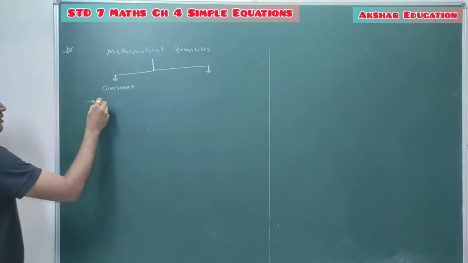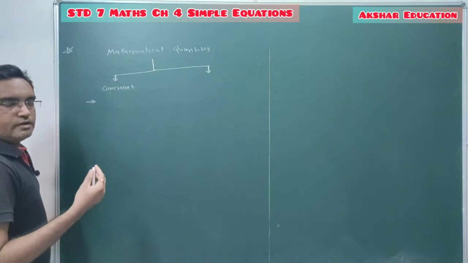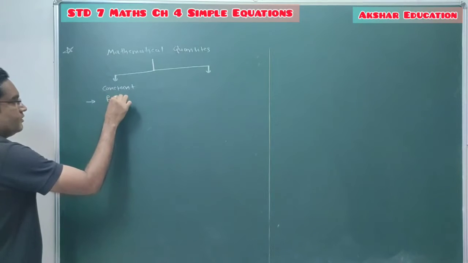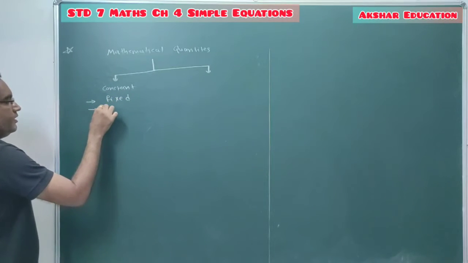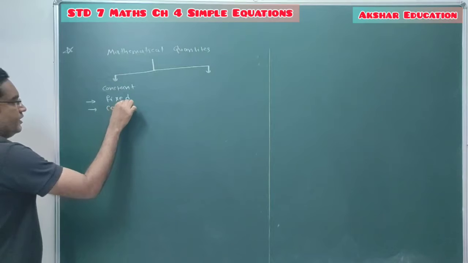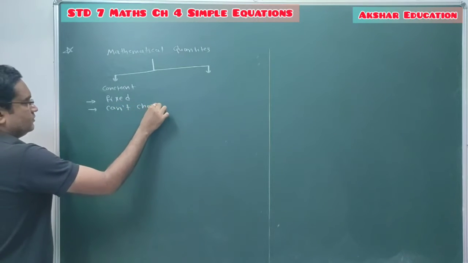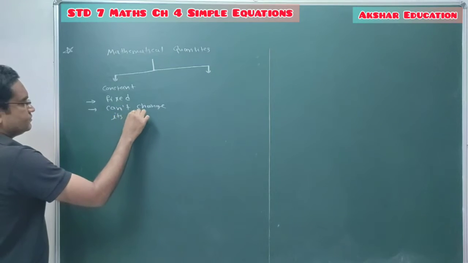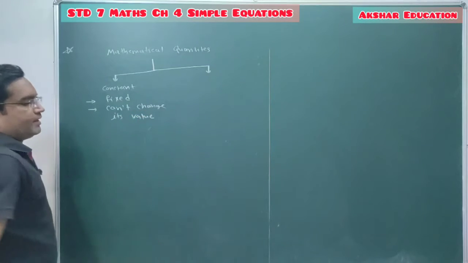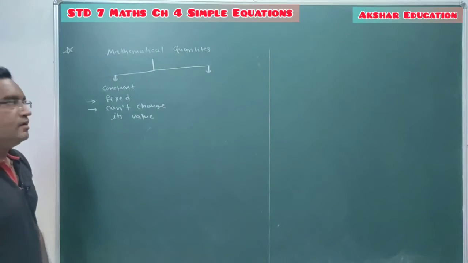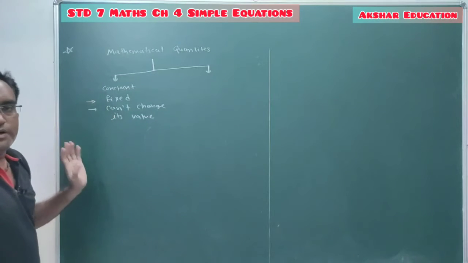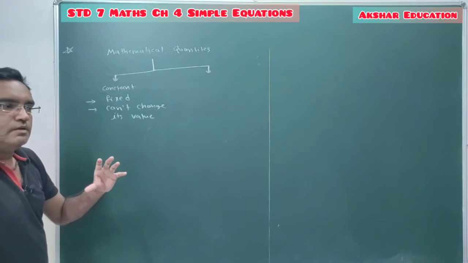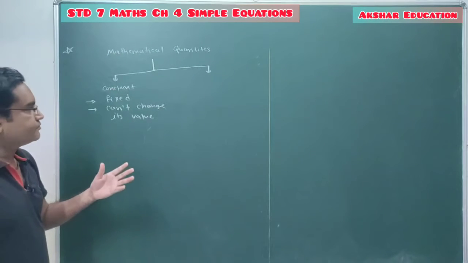Constant quantity means the value of the quantity is not changed. That means the value of the quantity is fixed. We can't change its value. So that type of mathematical quantities are known as constant quantities. Their value is fixed. Fixed means the value cannot be changed.